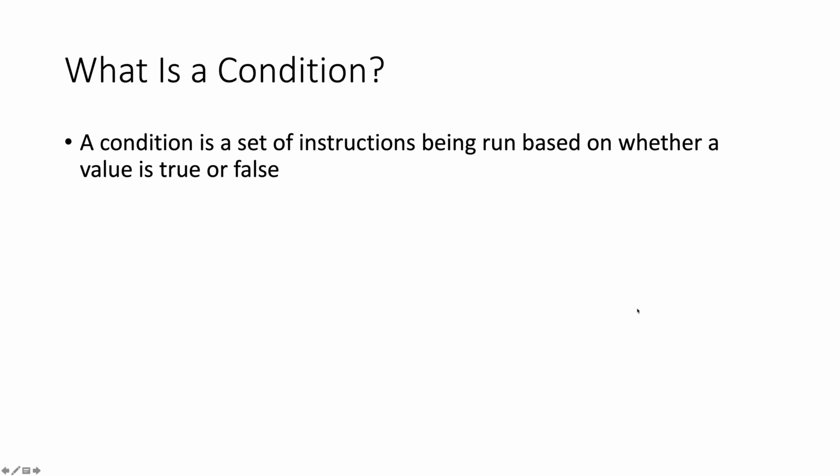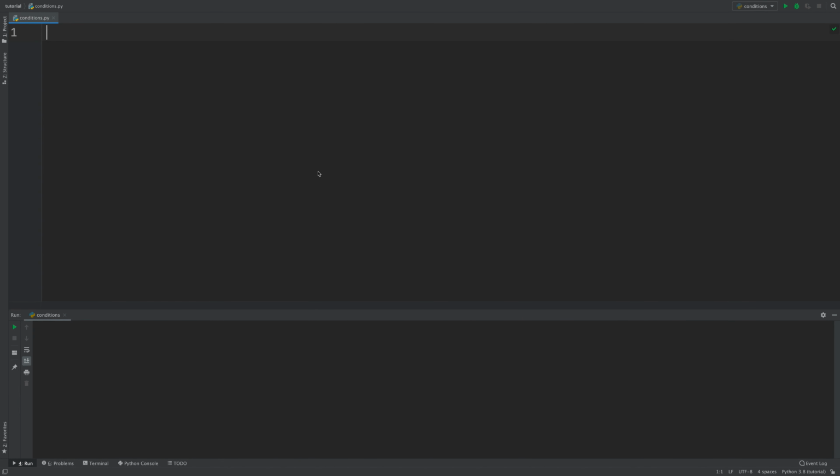So let's get started by talking about what a condition is. A condition is a set of instructions being run based on whether a value is true or false. And I know this sounds like a lot, so I'm going to show you an example in PyCharm. Okay, so let's say I have a number, let's call it num, and let's say that it's equal to 1. And I want Python to tell me whether or not my number is 1.